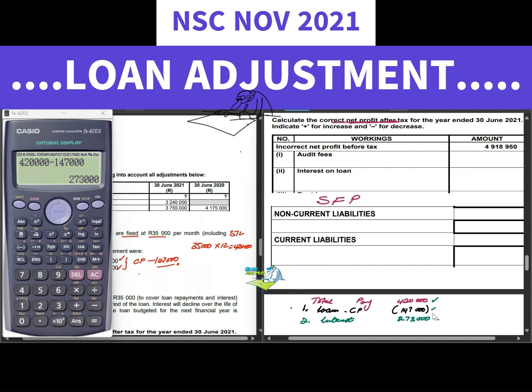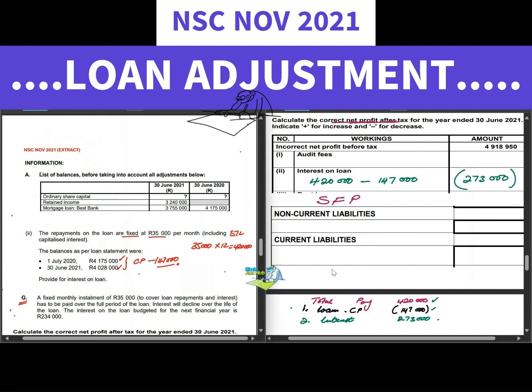which gives me my interest, 273,000. That would have been the fastest way to get this interest on loan. So to get the interest on loan, I would open my bracket and say 420,000, and then subtract my 147,000, which is the capital portion of the loan, and I remain with 273,000. Remember, this is interest on loan. Therefore, it will decrease my net profit before tax, so I must put it in brackets.